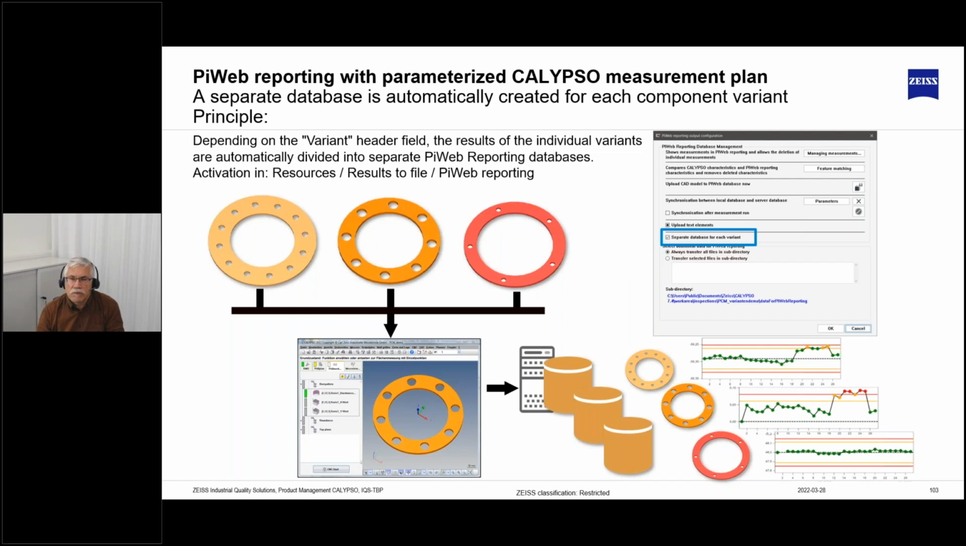And then you only have to fill up the protocol header field variant with a value. If we find a value for a variant, we will create these independent databases. And then you very easily can separate the different variants and analyze the data.